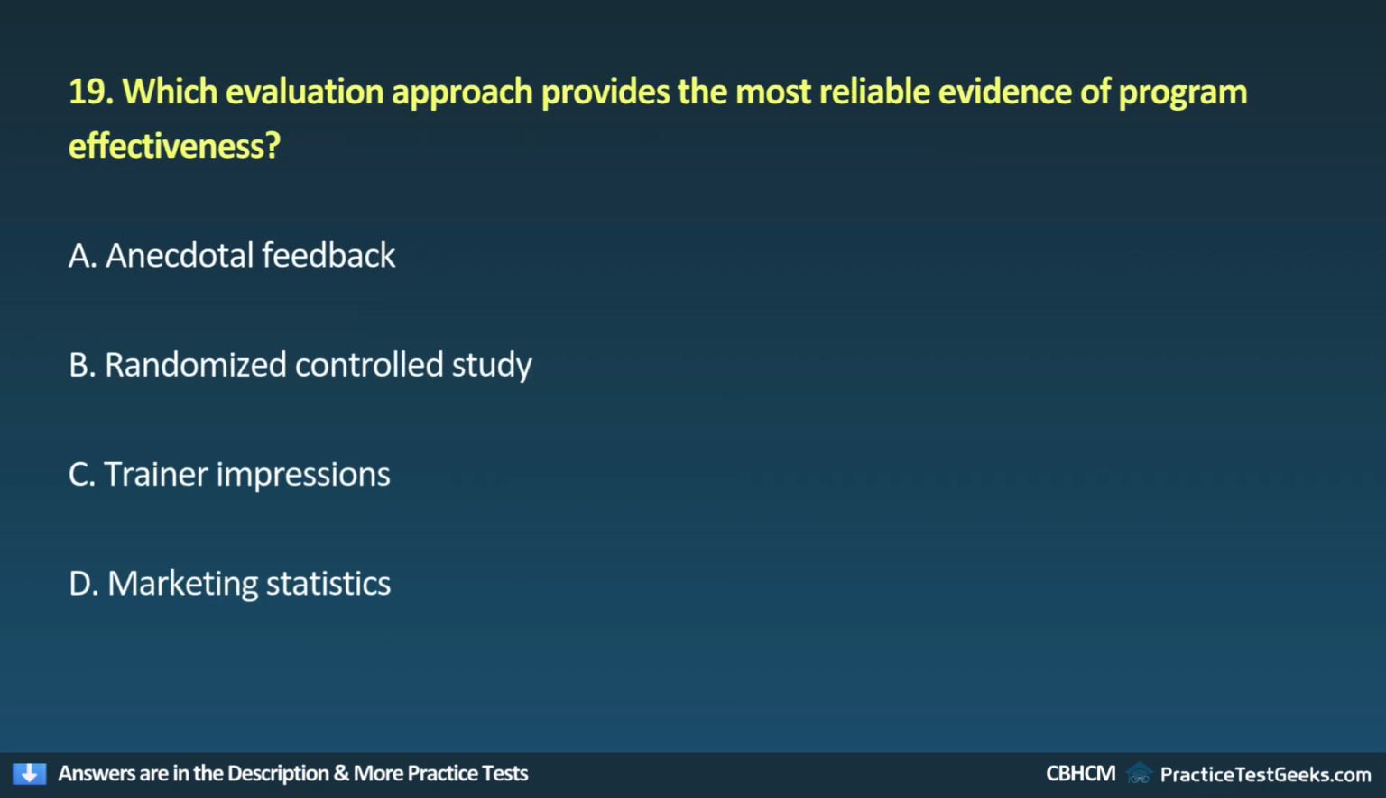19. Which evaluation approach provides the most reliable evidence of program effectiveness? A. Anecdotal feedback. B. Randomized controlled study. C. Trainer impressions. D. Marketing statistics.